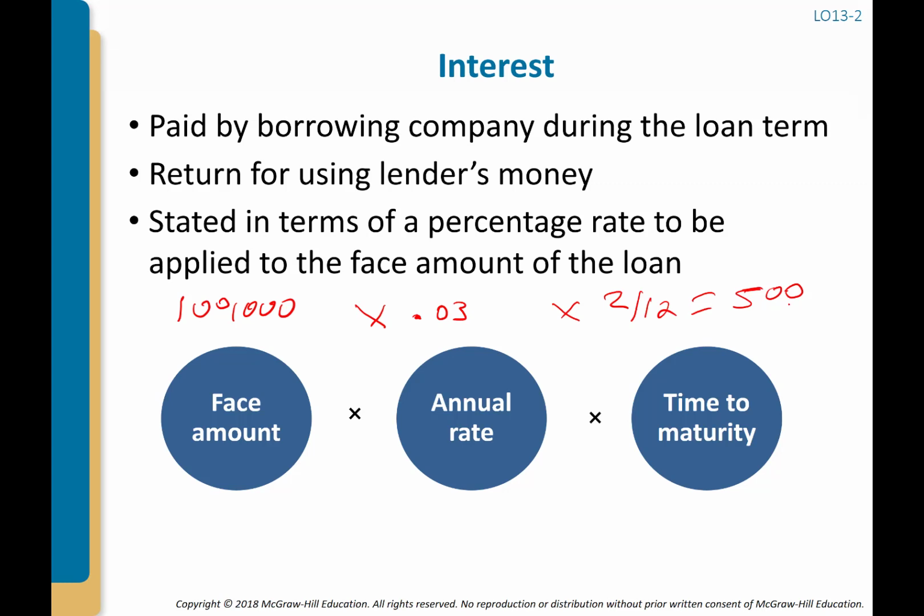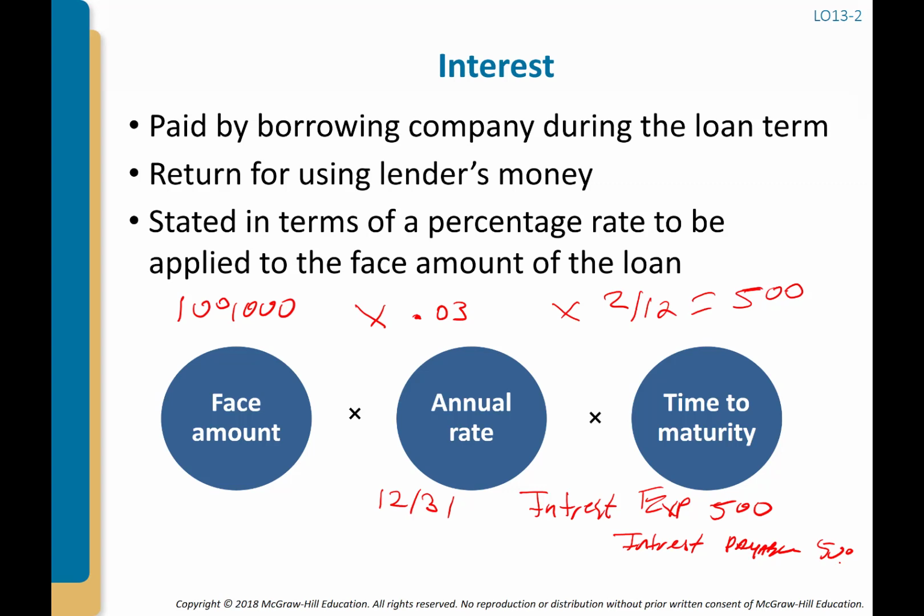Journal entry at December 31st? Good. I'm going to debit interest expense for 500, and I'm going to credit what? Interest payable. Good. For 500, right? Okay, so that's just a basic review as to how we would accrue interest.